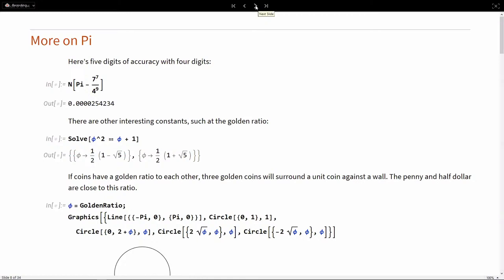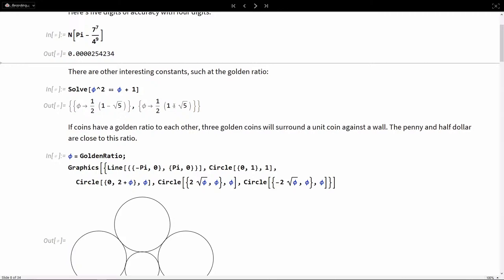We can do more on pi. For example, 7 to the 7th divided by 4 to the 9 is very close to pi, within 5 decimal places. We can look at other constants such as the golden ratio, which satisfies this relationship: phi squared equals phi plus one. And here's the golden ratio here.